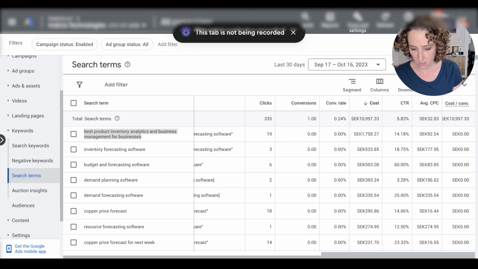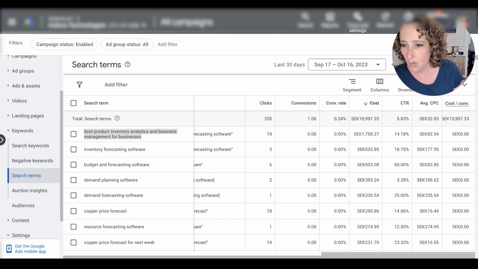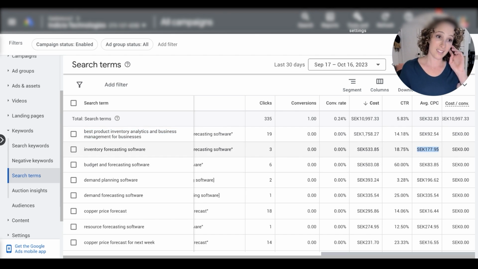178. Okay, so $16 divided by 3 clicks. So it's not the cheapest click in the world. It's not like $1. They're going to cost more if they have the word software attached to them.